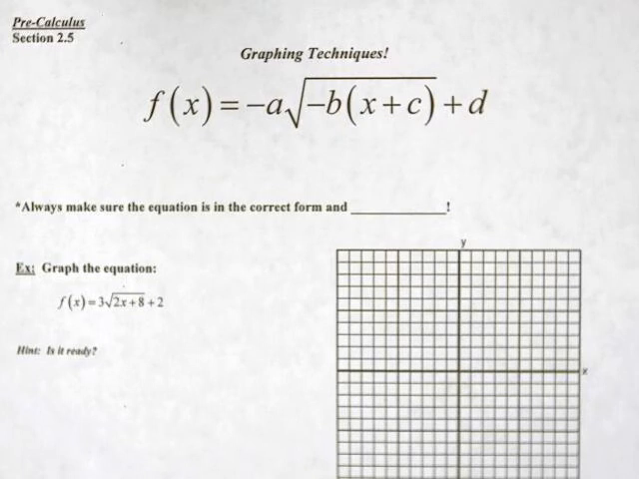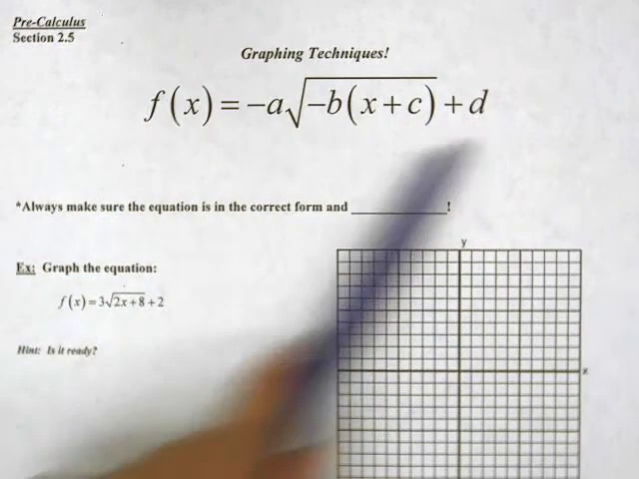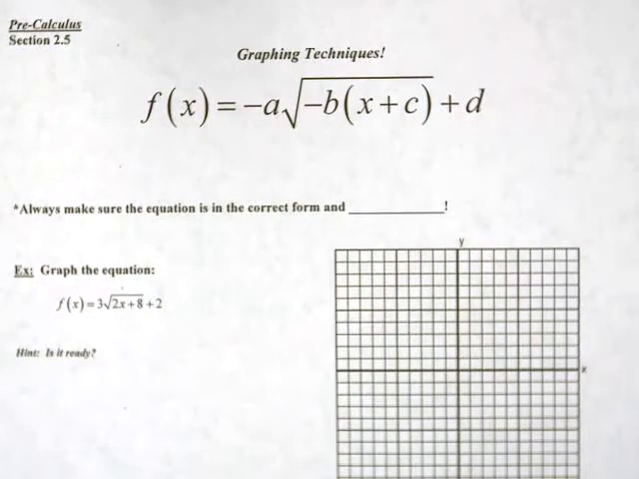Today we are going to focus on reviewing and cleaning up all of our different graphing techniques. Alright, we've gone through everything now: rigid transformations, vertical stretches and shrinks, horizontal stretches and shrinks. So we need to put it all together. We're going to look at the general form of how we would write out a function and then talk about what does what.